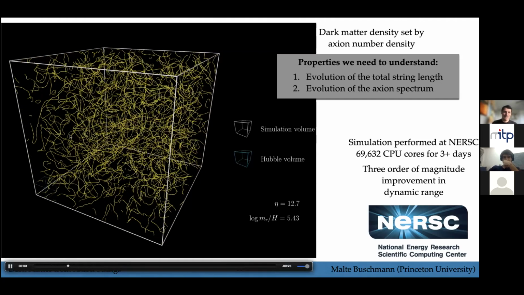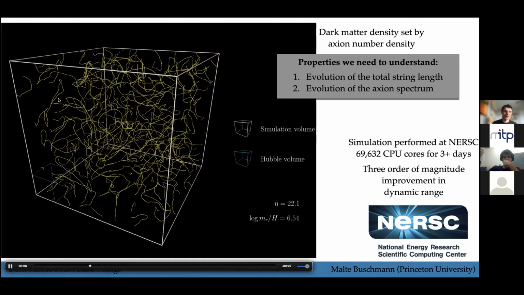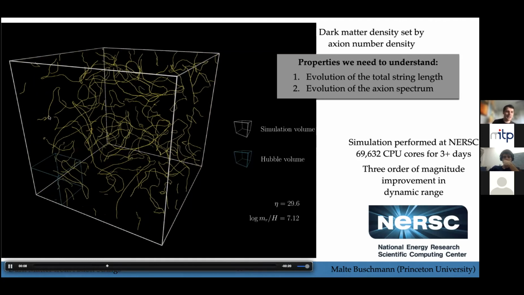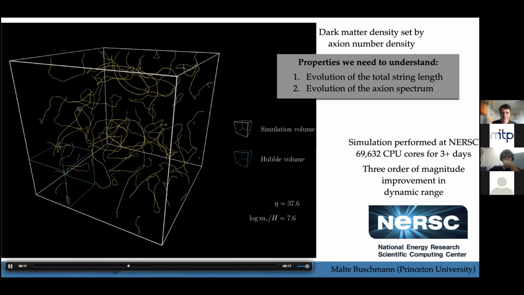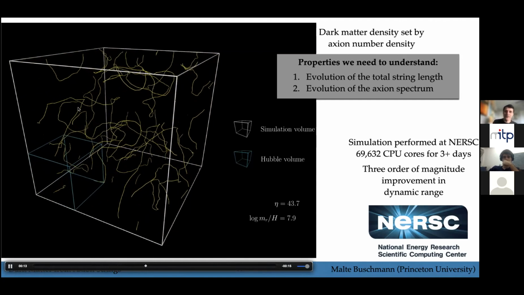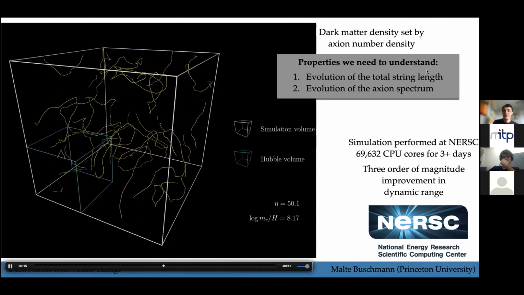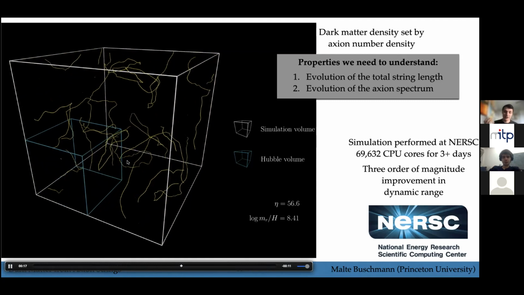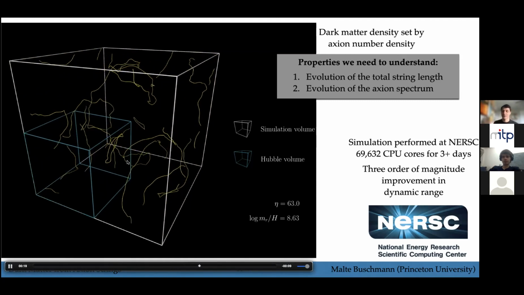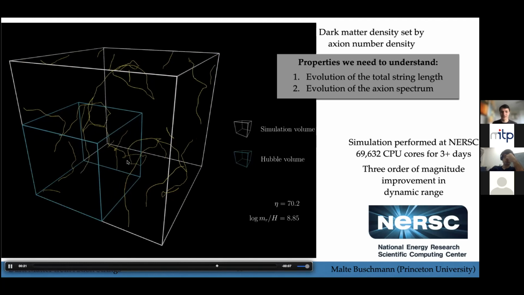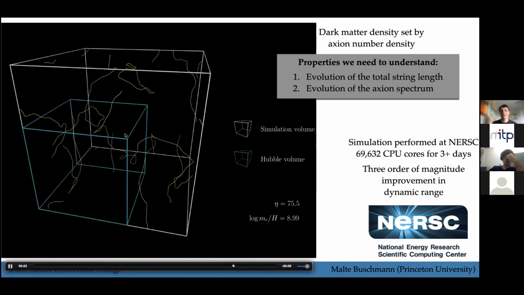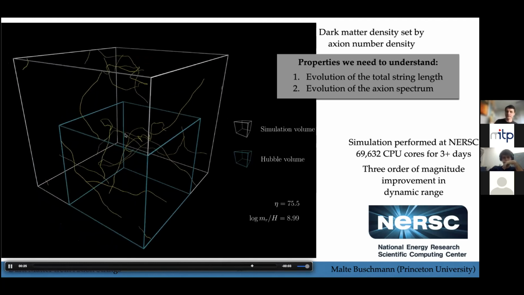So that is relatively easy to just measure in your simulation. You just need to figure out where your strings are, and sum up their length. On top of that, you also need to understand the evolution of this length, because as I've said, you ultimately rely on extrapolations all the way out to the QCD phase transition. So you also need to know how this string length evolves over time.